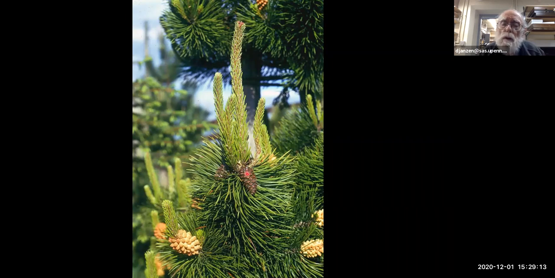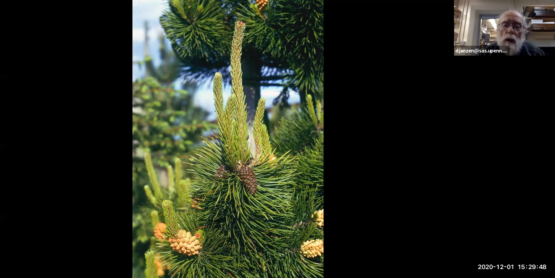Now, there's a time when these cone scales open up enough so that wind-borne pollen can get in between the scales and actually pollinate the ovule that's inside. The same tree has male flowers, which are here. So all this yellow that you see in between here is the fine grains of wind-dispersed pollen from the pine tree. Now notice that this is below the female. So the wind will carry this away.